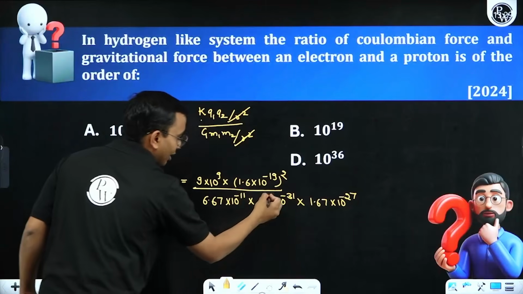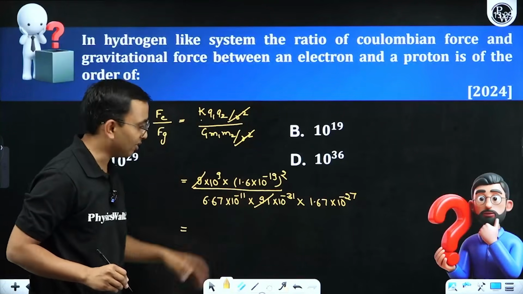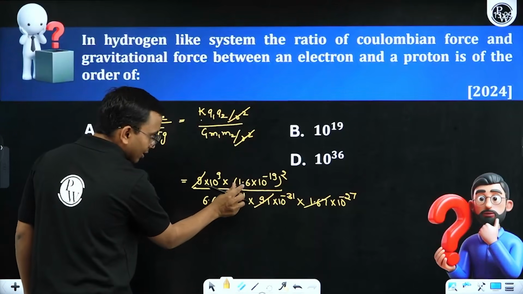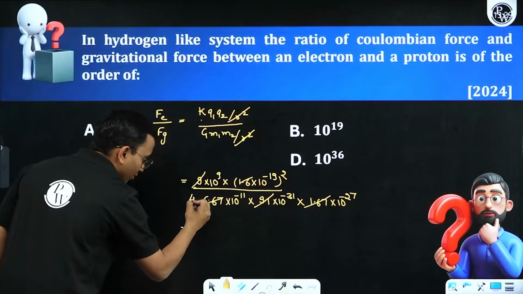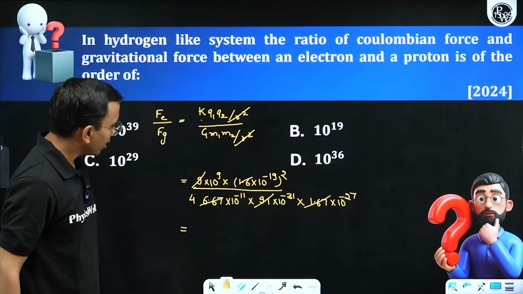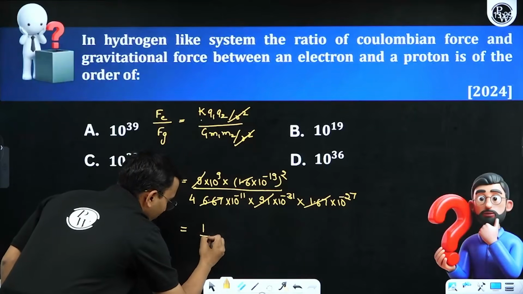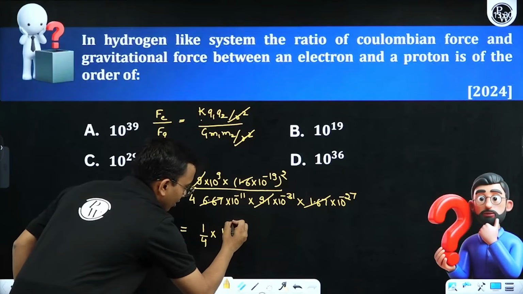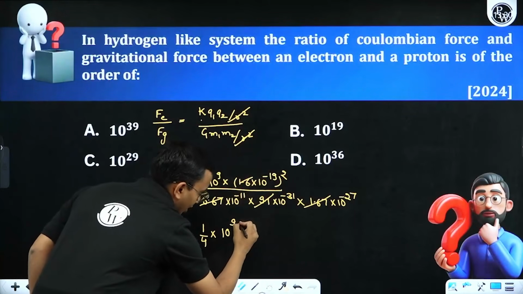So I can approximately cancel few of the things. 9 I am cancelling with 9.1. 1.67 I will cancel with 1.6. It is square, so another 1.6 into nearly 4 it will become here. Nearly. Okay, so numerical values are cancelled. So 1 by 4. Now 10 to the powers are remaining. 10 to the power, this is 9. It is 19 into 2, 38. So minus 38.